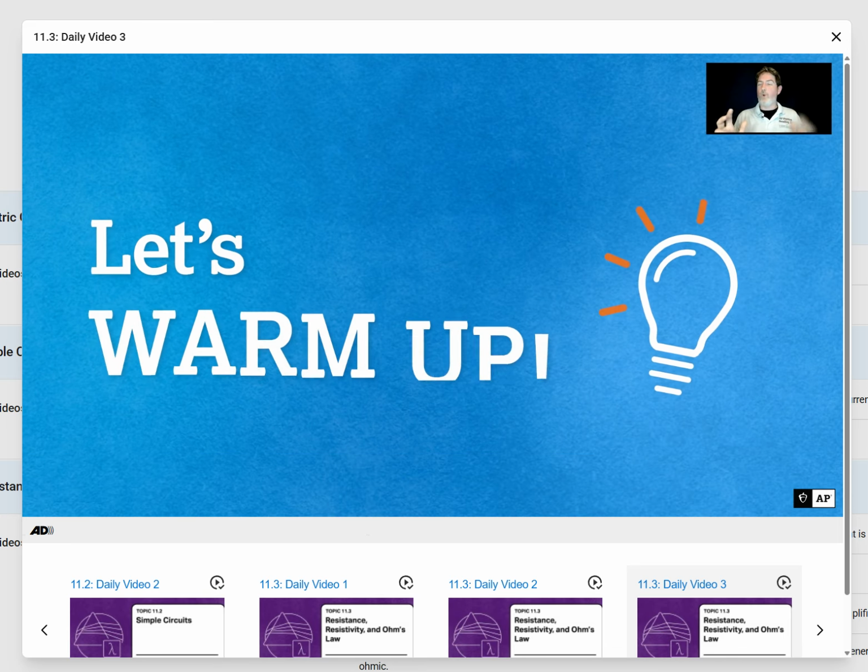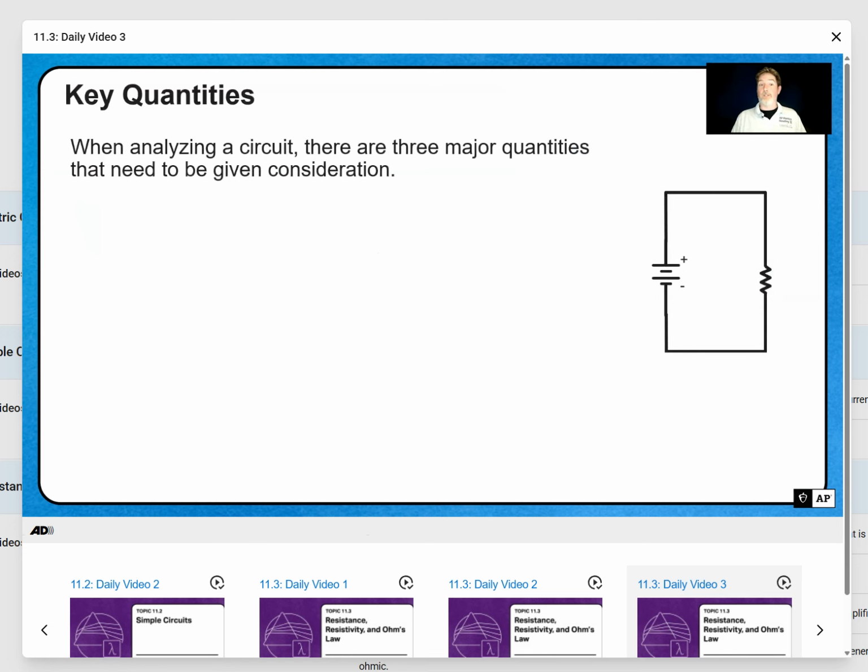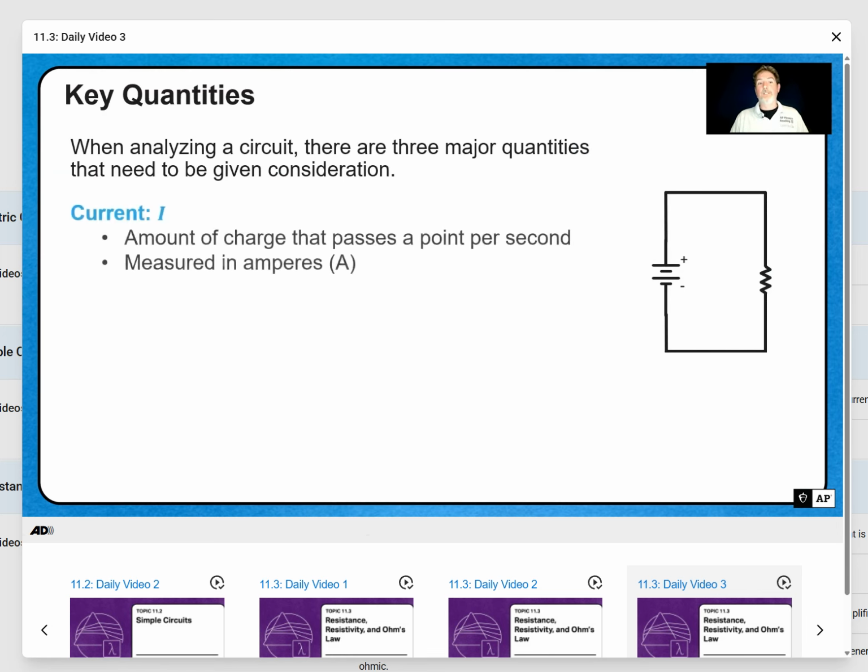Let's start by warming up with some key quantities and terms. Whenever we're analyzing a circuit, we've got a schematic design here of a very small circuit composed of one resistor. First quantity that's going to matter is I, which is our current. It's the amount of charge that passes a given point in the circuit every second. It is measured in units of amperes, A.